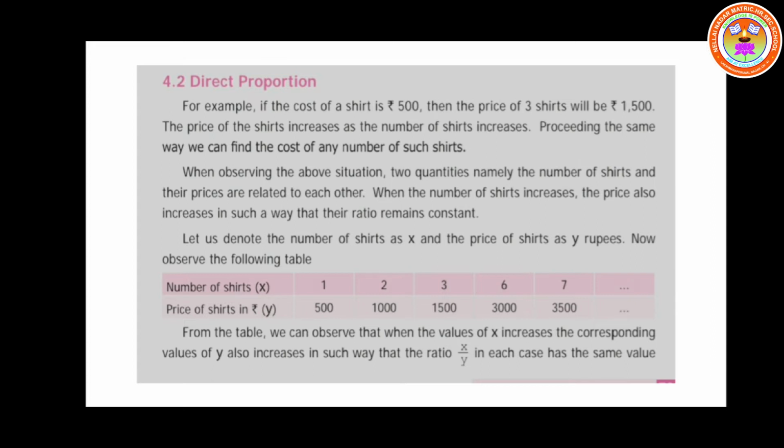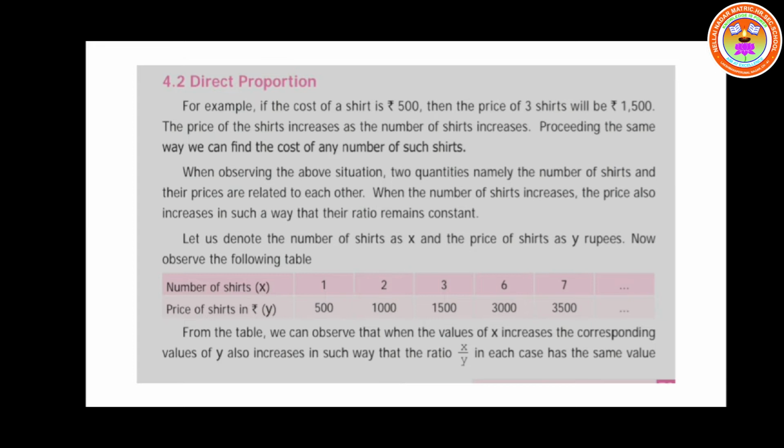When observing the above situation, two quantities, namely the number of shirts and their prices, are related to each other. When the number of shirts increases, the price also increases in such a way that the ratio remains constant. I think you understood now. I gave the example for the direct. If the cost of one shirt is rupees 500, then the 3 shirt cost is rupees 1500. So when the number of shirts increases, the cost also increases. I think you all understood this clearly.